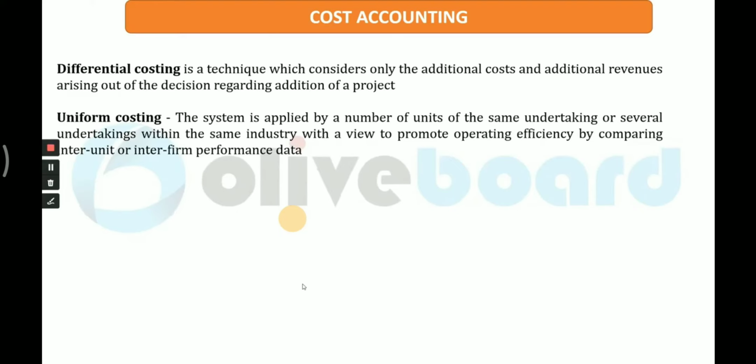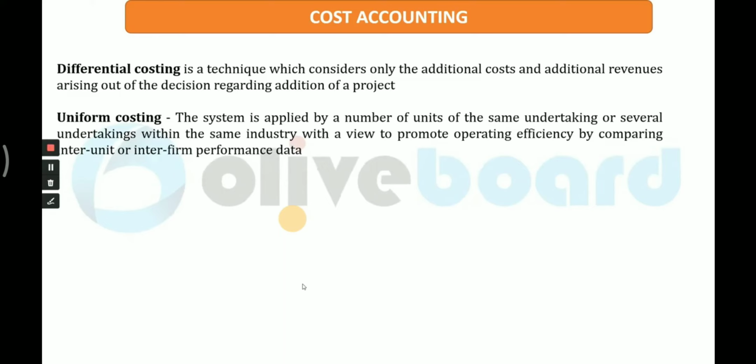And uniform costing, what does it mean? It is very simple. The rules and principles, the method of costing I follow, will be the same. If I have various branches, in all the branches I follow the same method of costing. Or if I have various locations or offices, various undertakings, I will follow the same method of costing. This helps in comparison between inter-unit or inter-firm. All right, so that is called uniform costing. Uniform means same. I just wanted to compare myself, whether I am good or bad.